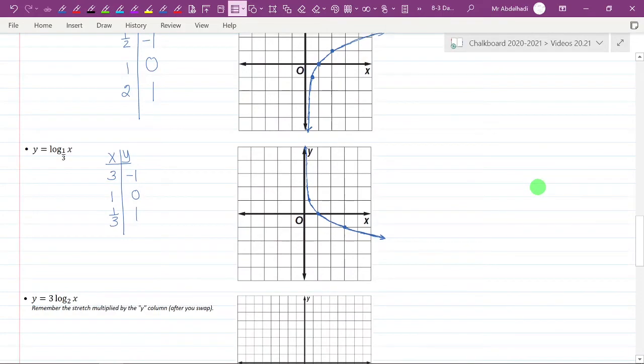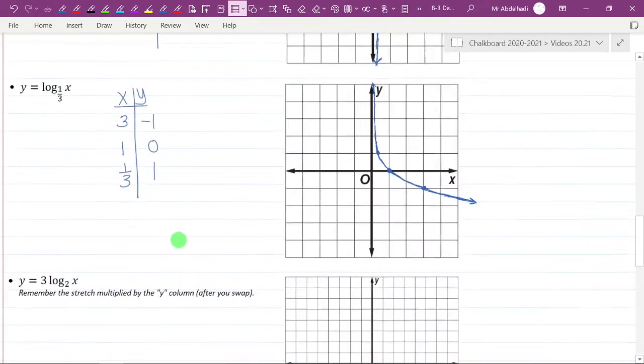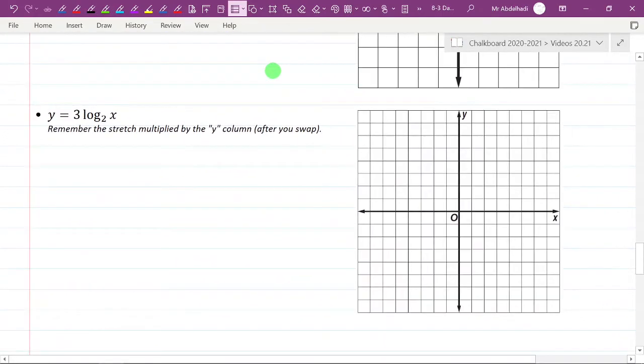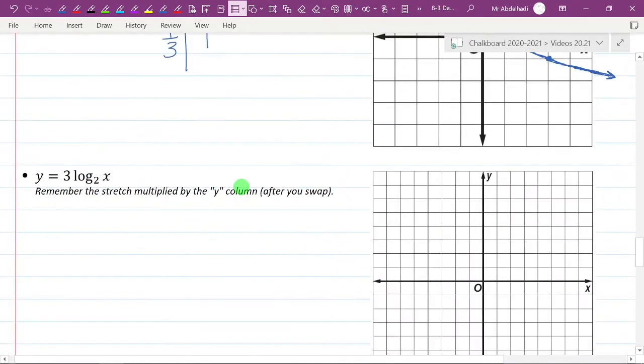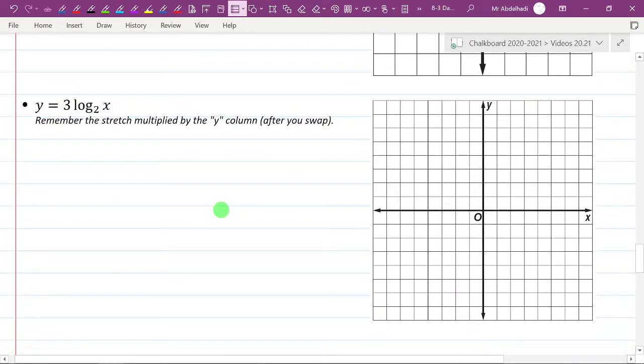Okay, so let's see what we do when we have a stretch. So this one is a log base 2, but there's also a stretch right over here. Okay, you have a dilation constant, aka a stretch, which is going to vertically stretch the function. Okay, so once again, you're going to make your table.